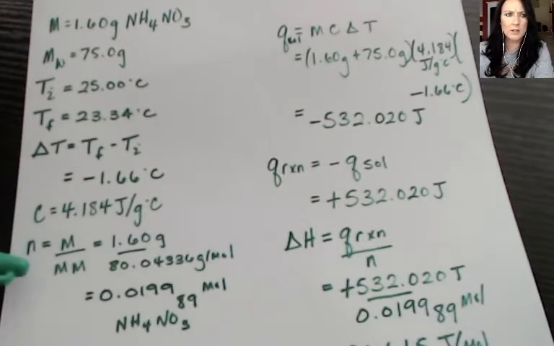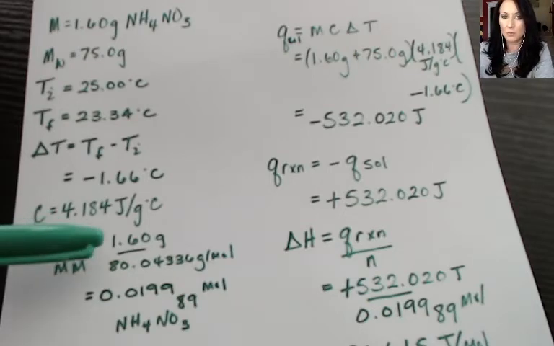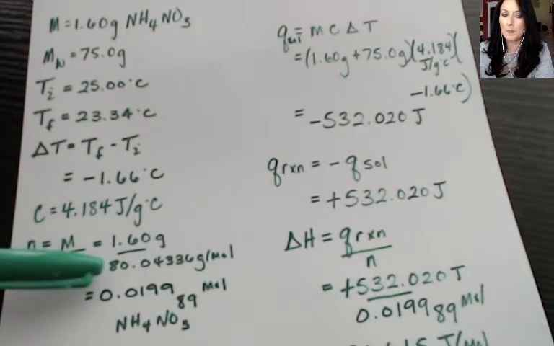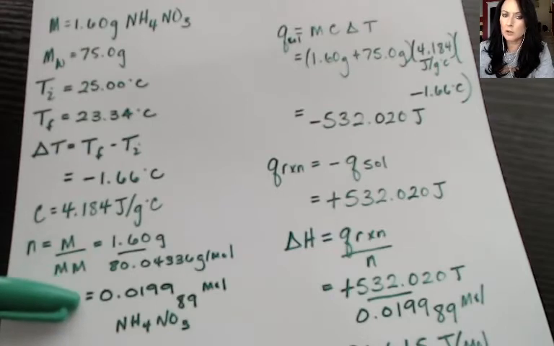And I also calculated the number of moles here because I'm pretty sure I'm going to need moles eventually. So moles of just the ammonium nitrate: 1.6 grams divided by 80.04336, that's the molar mass of ammonium nitrate, gave me 0.019989. And I did not round this value. I kept all my digits. I'm not going to round anything until my final step.